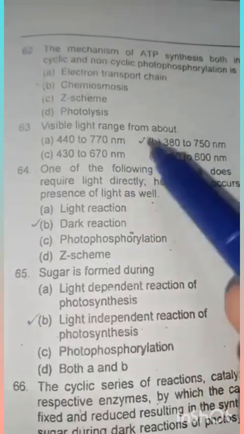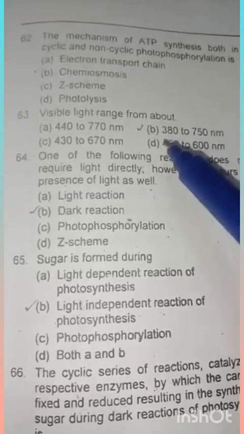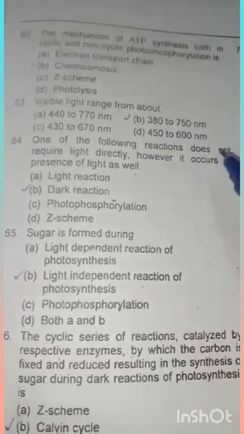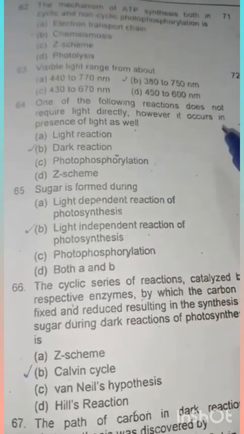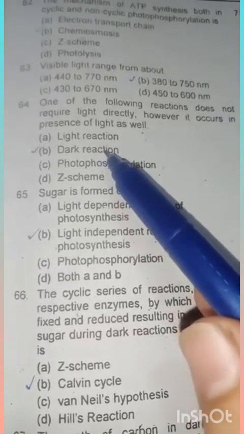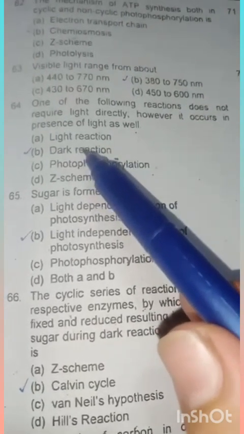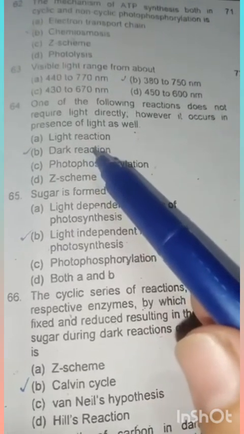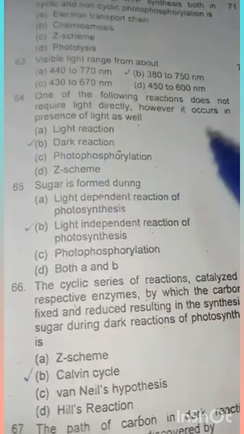Visible light is ranging from, so this is the simplest MCQ from the Federal Punjab book. The correct option is B, 380 to 750 nanometer. Which of the following reactions does not require light energy directly? Light or dark reaction. Dark reaction, also known as the Calvin cycle, does not require direct light energy. But in this process, the synthesized ATP and NADPH molecules are required to proceed with the reaction. So option B is correct here.